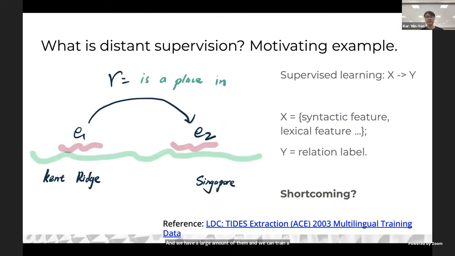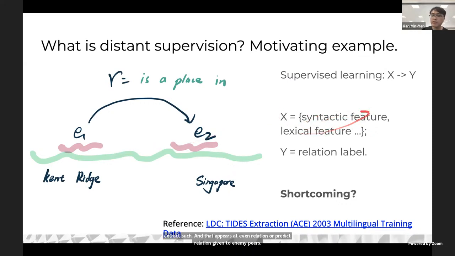So what is distant supervision? I'd like to give you guys a motivating example from the task of relation extraction, which is a very classic task from before the transformer came along. Let's consider there are two entities in the text, and there's a relation between them, like Kent Ridge is a place in Singapore, where Kent Ridge is E1, Singapore is E2, and R is "a place in". The formalization of the task is that in any text, we try to extract such entity pairs given a relation, or predict the relation given the entity pairs.